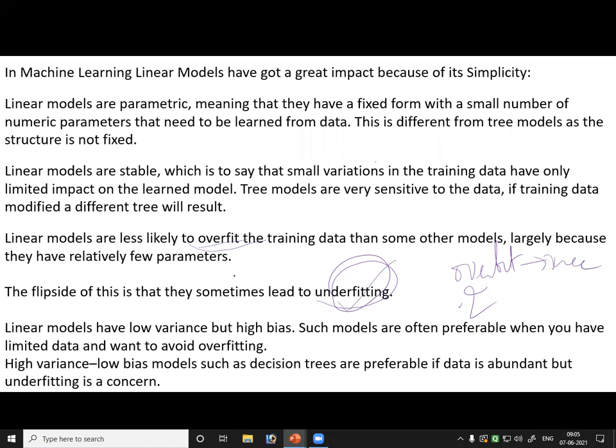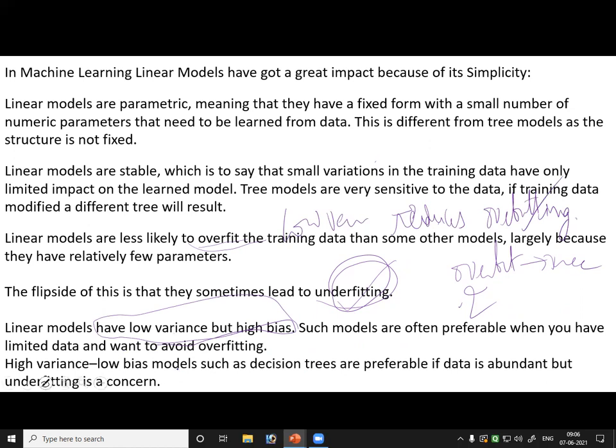See, linear models have low variance but high bias. So this is also an advantage, my dear friends. Low variance automatically reduces overfitting. Low variance reduces overfitting. High variance, on the other hand, for tree models, gives you overfitting. So this is how linear models are.